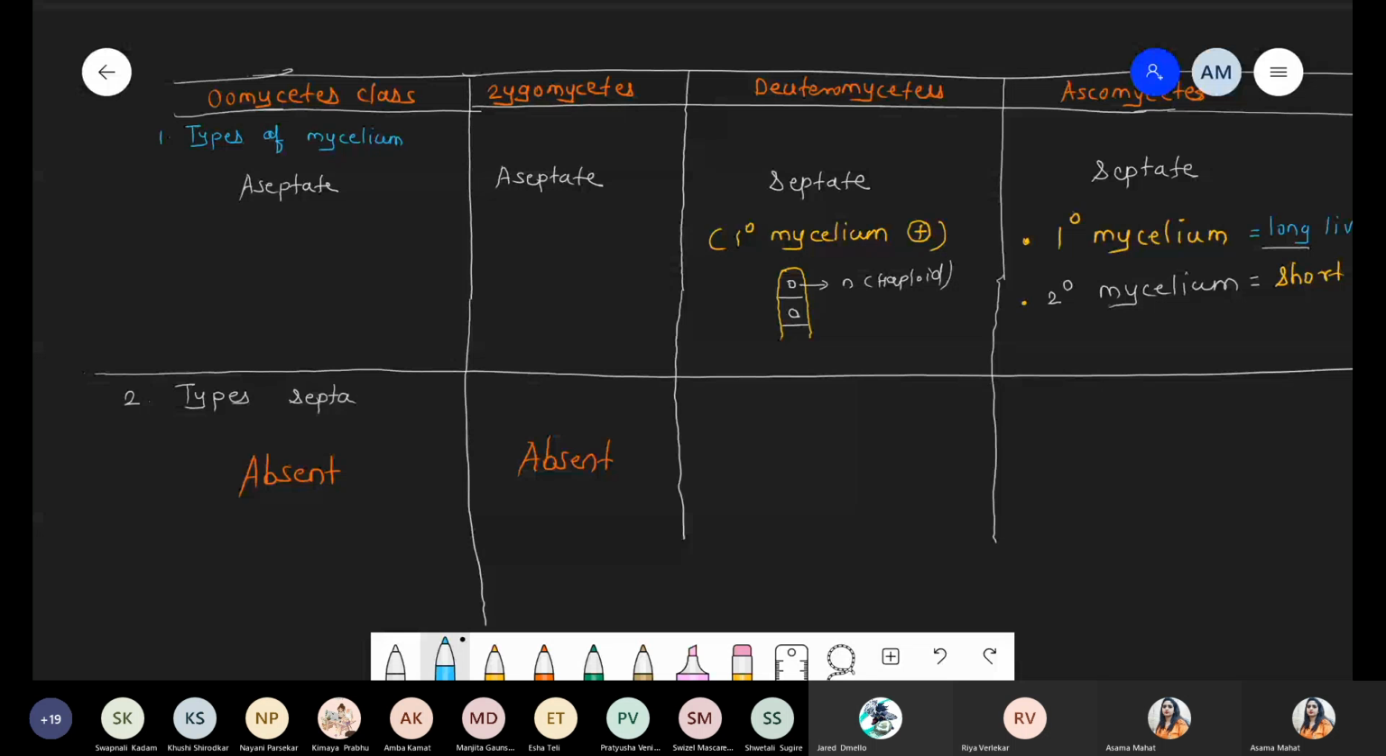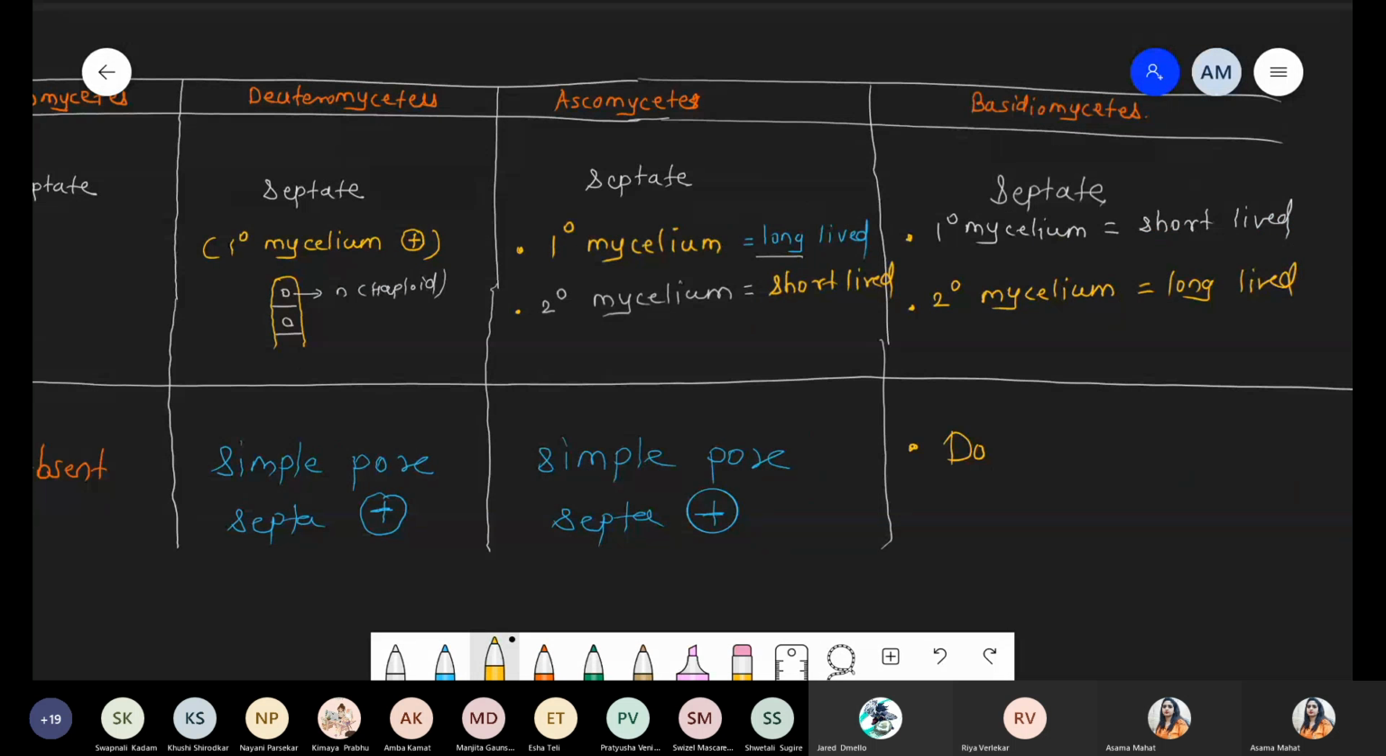But in case of the Deuteromycetes, there is a presence of the simple pore septa, and we discussed diagrammatically what is the meaning of the simple pore. Here the same scenario, there is a presence of the simple pore. Simple pore septa is present. Okay, so here the same is coming. And we just discussed Basidiomycetes, it has the most advanced type of septa, that is dolipore septa, right? Under the Basidiomycetes, just write down, yes, septa is present, but the name of the septa is dolipore septa.